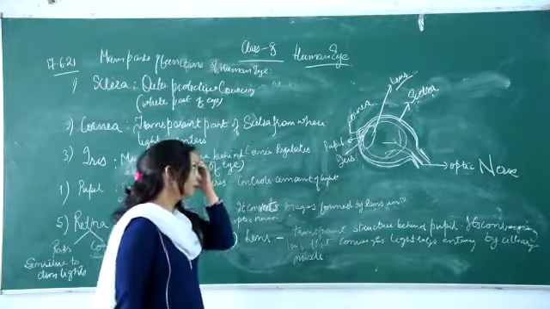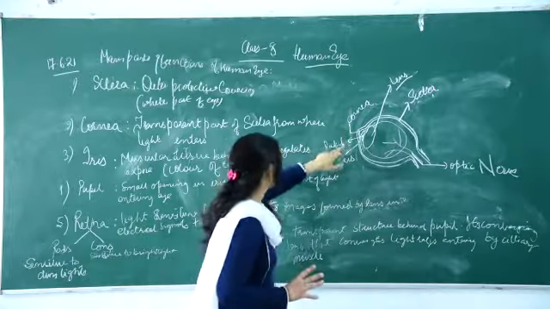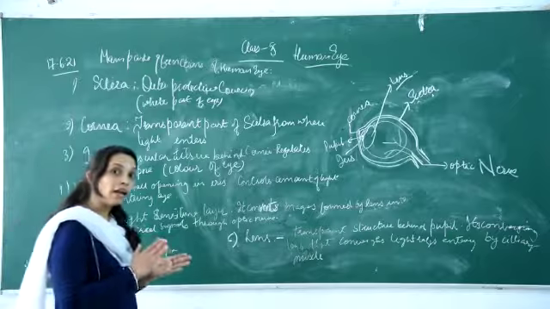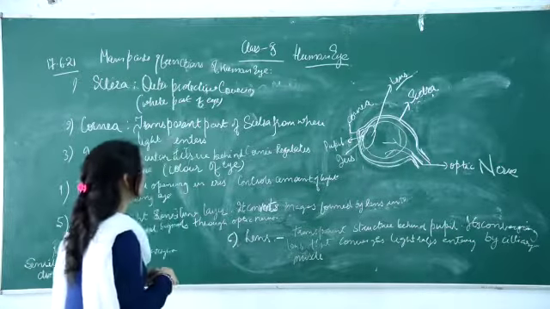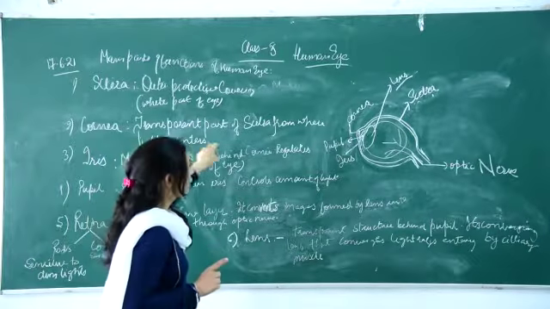Behind the sclera, there is a part called the cornea. It is a crystalline lens. So, the cornea, the crystalline lens, is transparent and it allows light to refract through it. It allows light to pass through it, and light enters the eye from this part.